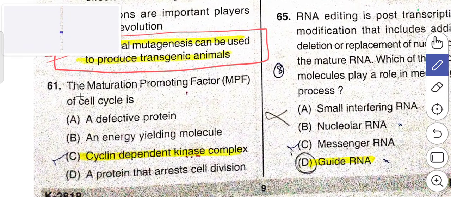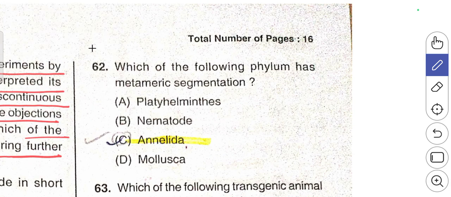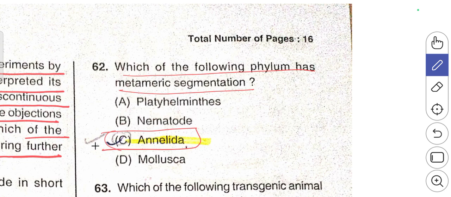Then 61. The maturation promoting factor MPF of cell cycle is dependent on a cyclin dependent kinase complex. C is the right answer. Then 62 question. Which of the following phylum has metameric segmentation? It is easy peasy, that is Annelida.